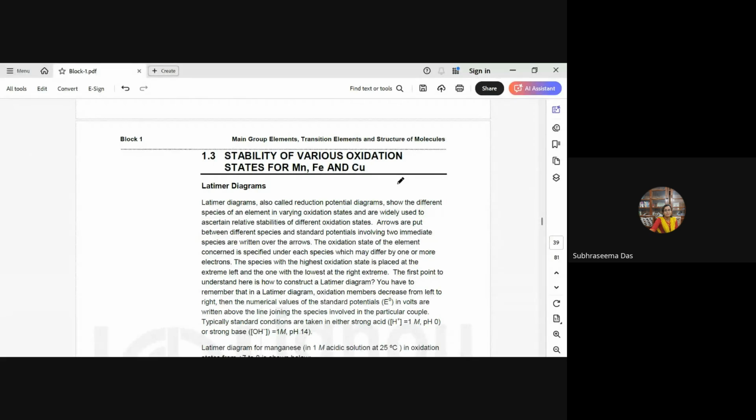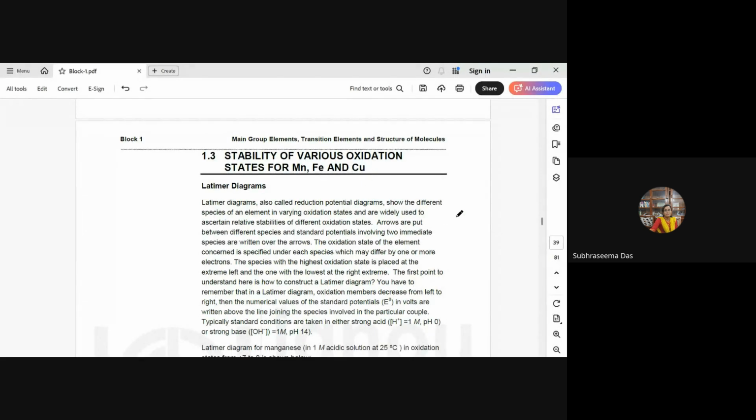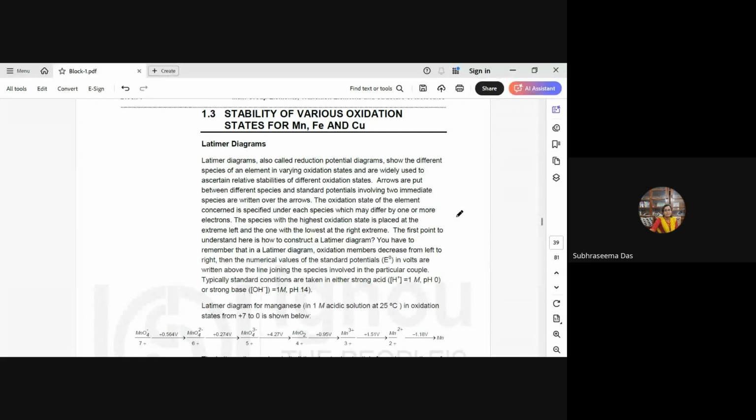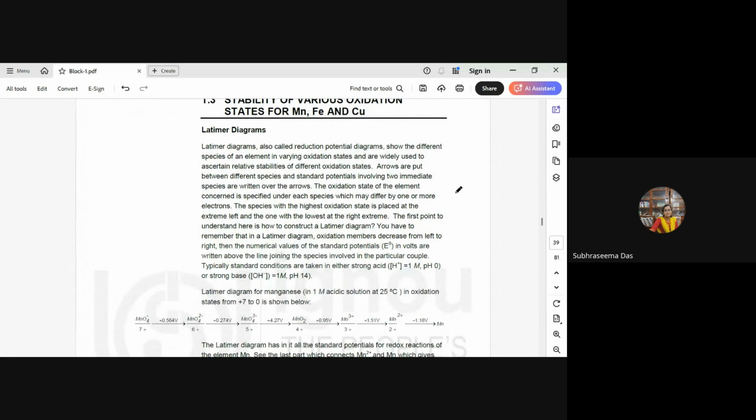The stability of various oxidation states, mostly for manganese, iron, and copper, is explained by certain diagrams called Latimer diagrams. Latimer diagrams are based on electrode potential and show the different species of an element in their varying oxidation states. Here, for a particular Mn case, we have an example.